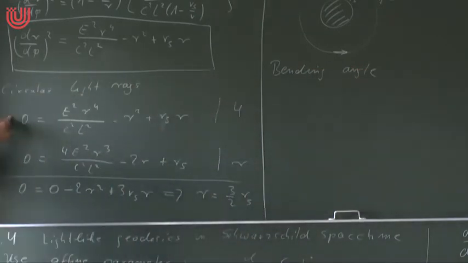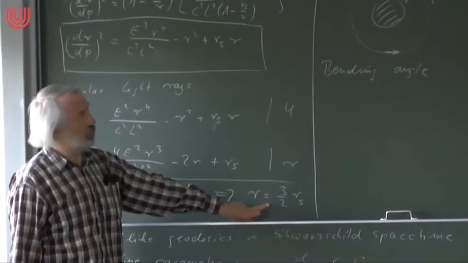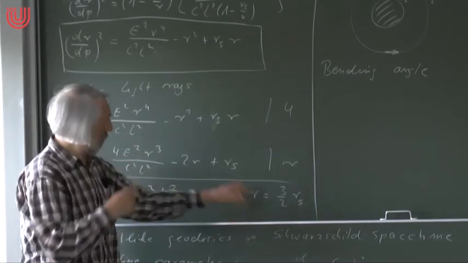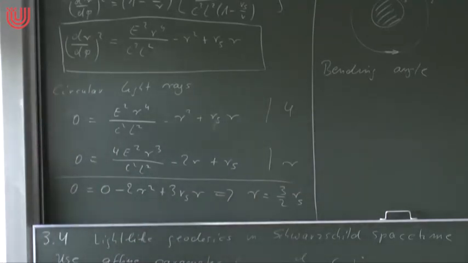And maybe I should have stressed this happens only at this radius. There's one particular radius where we have this circular light orbit. At no other radius is it possible. We have shown this here. At no other radius is it possible to have a light ray staying on a circle.